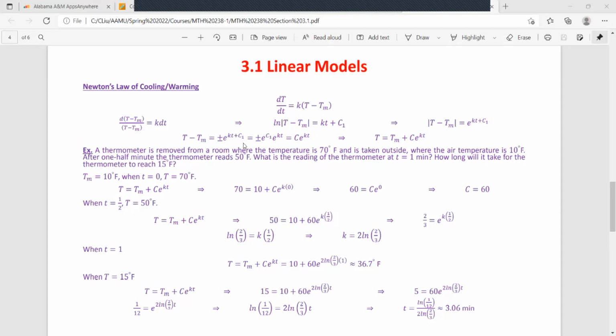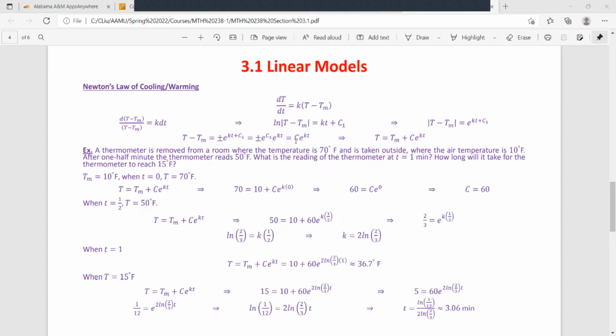All right. You don't want the absolute value sign for the solution. So then you can break up the right hand side in the exponent, the sum into two parts, two exponentials multiplied together. So that would be e to the C1 times e to the kt. But you can rename that plus or minus e to the C1 as some arbitrary constant C that can be either positive or negative. So that takes care of the plus or minus sign.